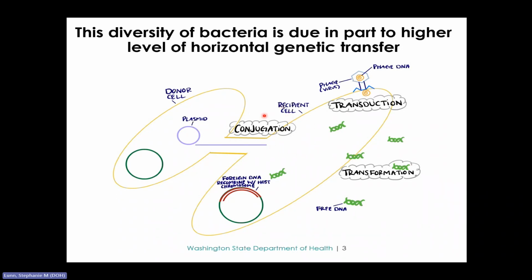This figure here illustrates the 3 mechanisms of horizontal gene transfer in bacteria. It includes conjugation, which is a type of bacterial sex because it requires cell-to-cell contact. There's transduction, a process whereby viruses called bacteriophages can insert their genetic material into a bacterial host. And there's transformation, in which bacteria can take in genetic material from the environment, say, for example, free-floating DNA from degraded or lysed bacterial cells.